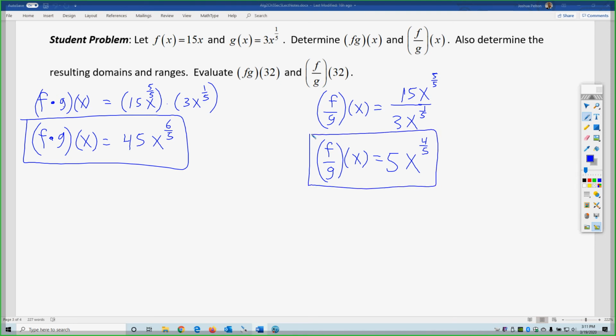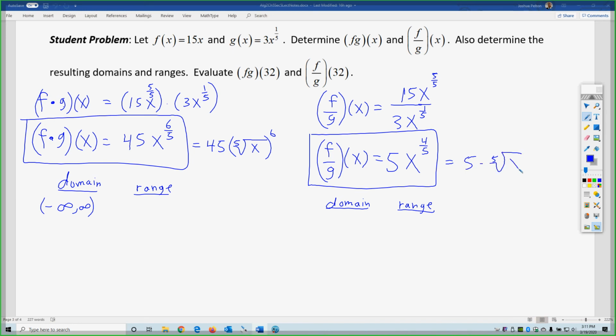Okay, so we need to do domain and range. Input and output. Okay, so are there any restrictions on the input? Are there any denominators or even roots? Well, no, because this is 45 fifth roots of x to the 6th power. So that's an odd root. I can plug in anything I want. There's no restrictions. Same thing here. This is 5 times the 5th roots of x to the 4th power. Since it's a 5th root, there's no restriction. This is what I can plug in.